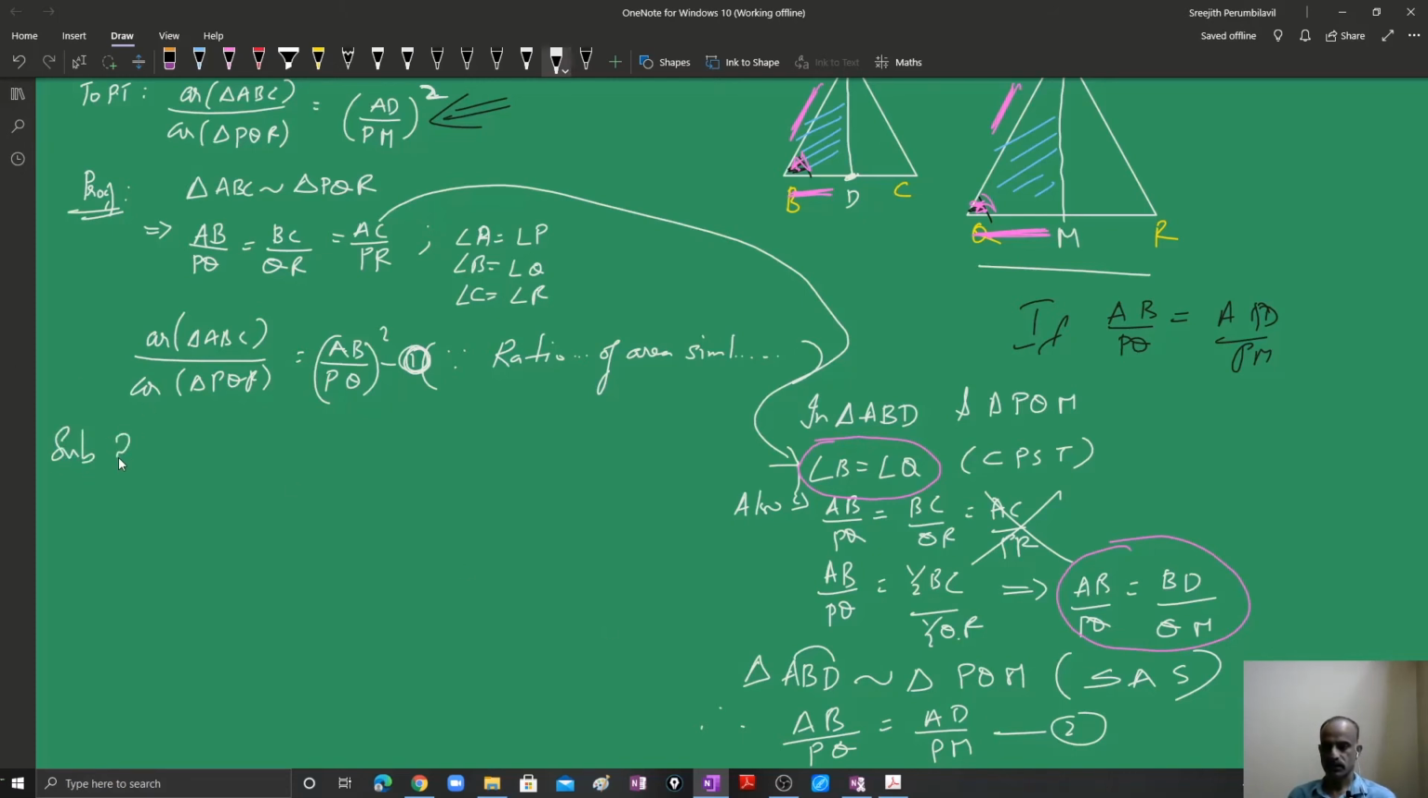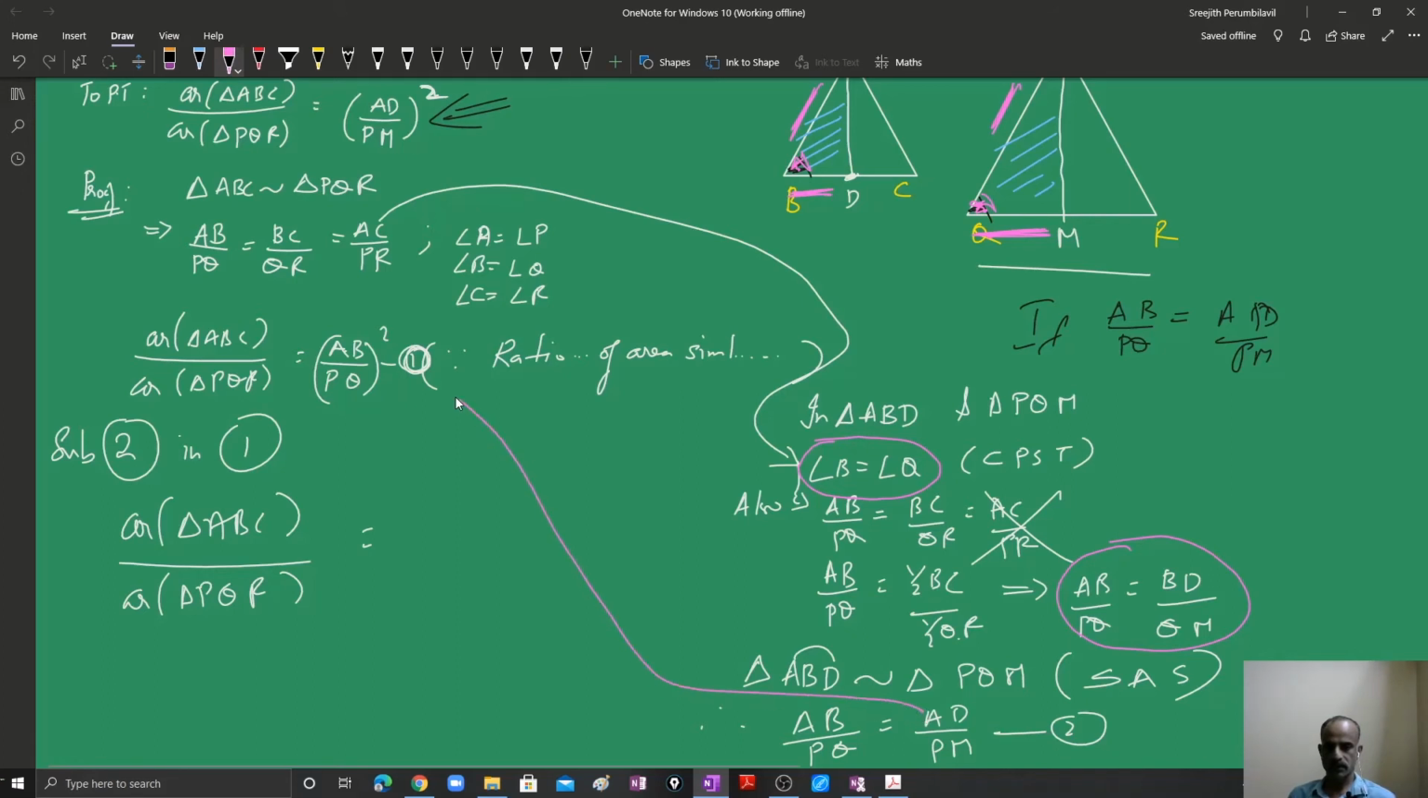Substituting 2 in 1, what happens? Area of triangle ABC by area of triangle PQR is equal to what? This is going to be substituted in place of AB. AB by PQ is the same as AD by PM, whole square, and that is the proof.